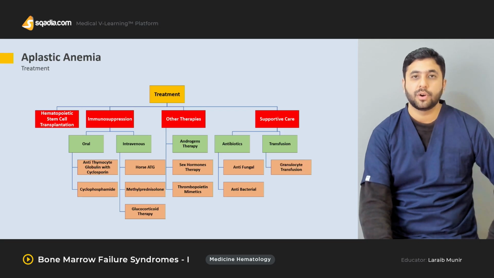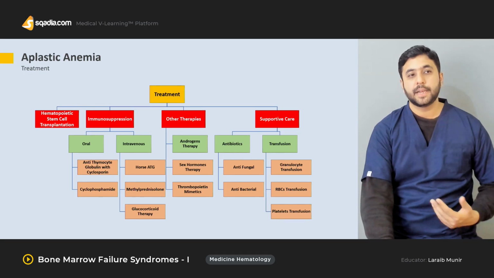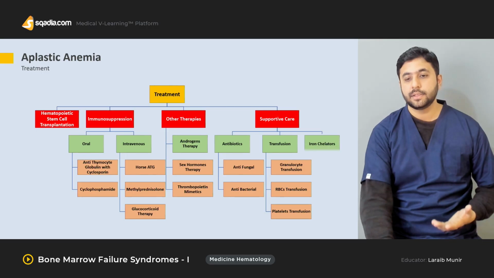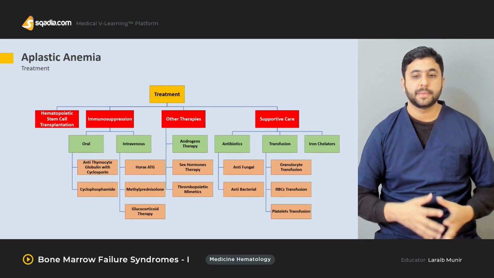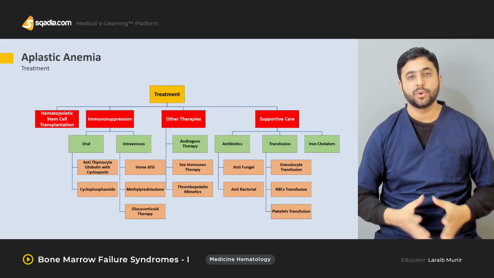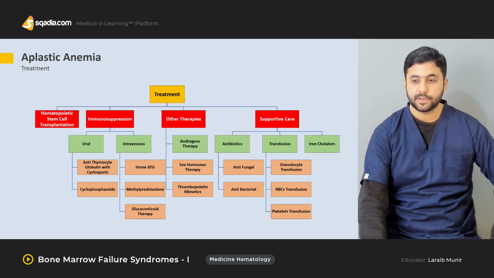Then we have to look for RBC transfusion or granulocyte transfusion, and also look for chelation therapy to avoid iron overload. Platelets can be transfused if we have thrombocytopenia as well. So these are generally the hallmarks of the treatment. Generally, it is supportive care, and if we can find a suitable donor, then the curative treatment is hematopoietic stem cell transplantation.